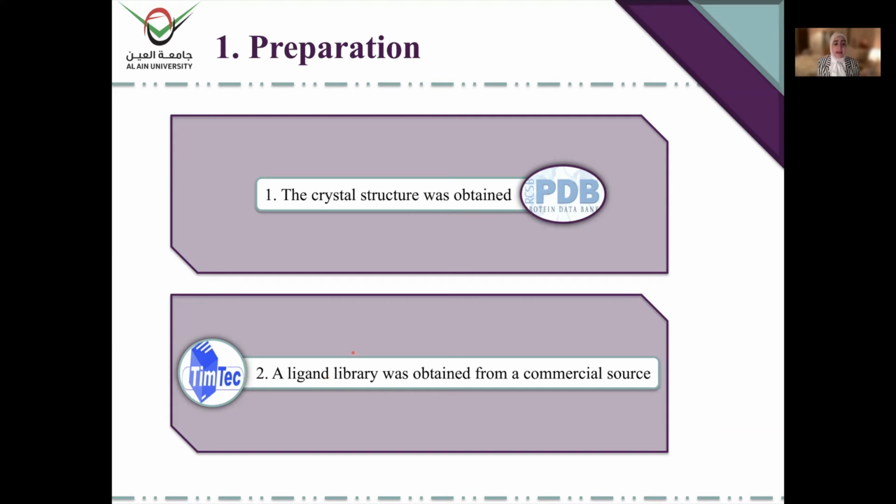In parallel, a ligand library preparation process was initiated by obtaining commercially available compounds from a compound library, which in our case was Tentec. This is simply because when we later end up with our potential inhibitors, we can order them easily, skipping the synthesis process.